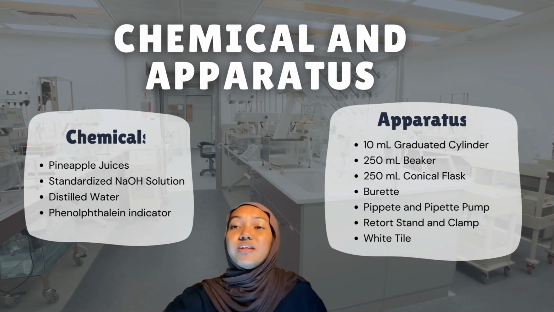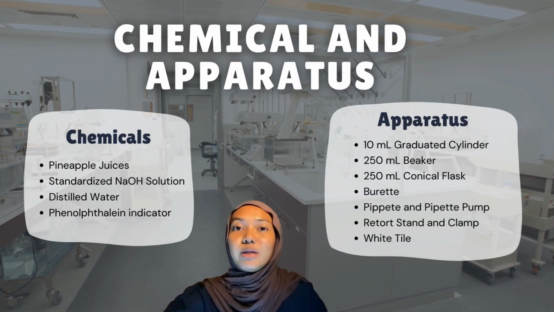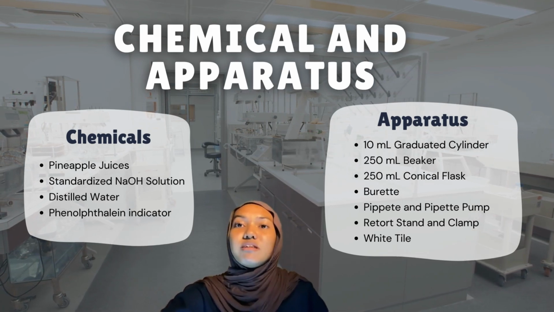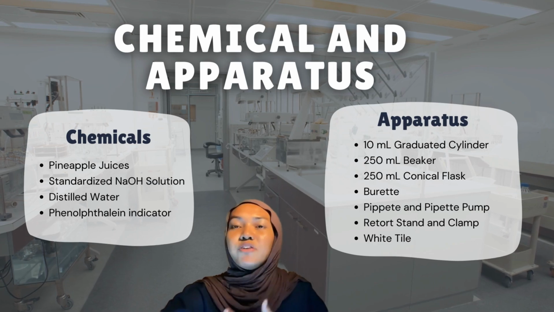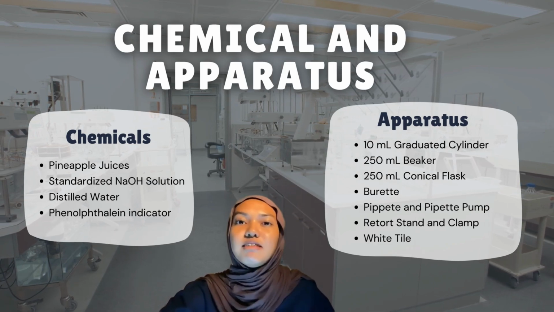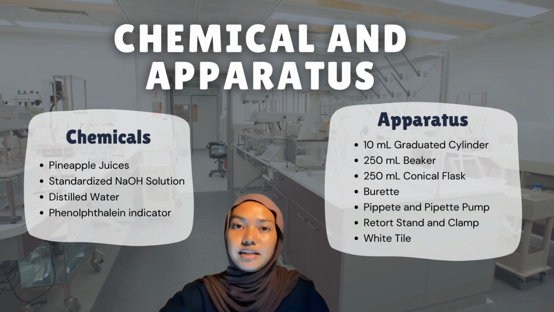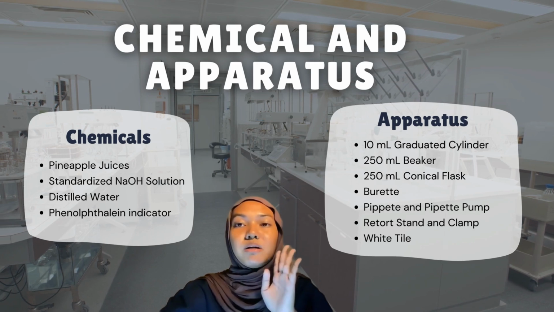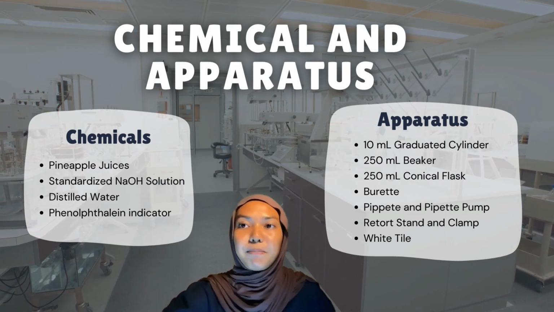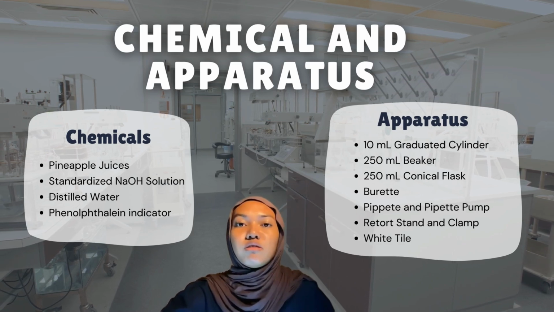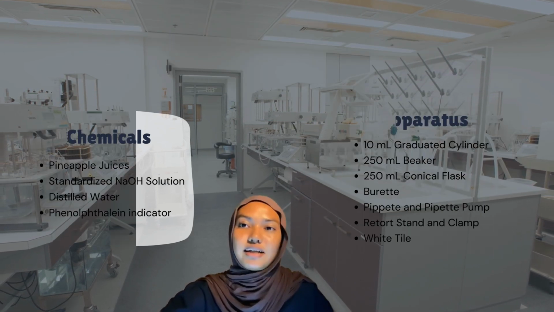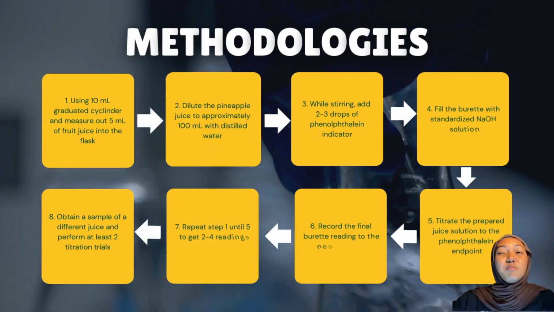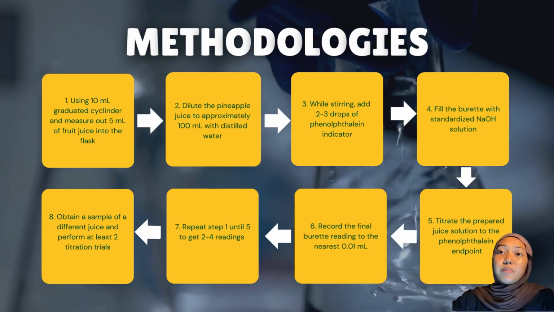Okay, next we move on to the methodology. For chemicals, we must have the pineapple juice, standardized sodium hydroxide solution, distilled water, and phenolphthalein indicator. For apparatus, we must have a 10 ml graduated cylinder, 250 ml beaker, 250 ml conical flask, burette, pipette, and pipette pump, and also retort stand and clamp, and also a white tile. So next, we move on to a simple procedure on how to titrate using pineapple juice.